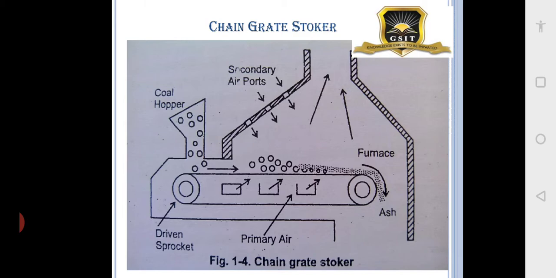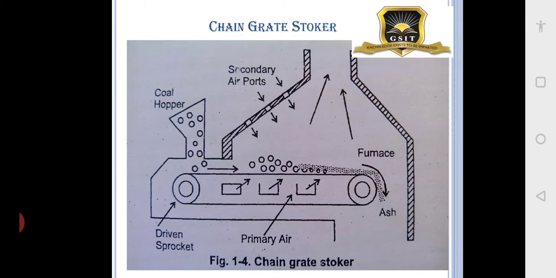So you have got two sprockets, the driven sprocket and the driver sprocket. The continuous chain is rotating on them slowly, and you have got these arrows. These are air ducts which supply the primary air. The coal is burnt, and lastly the ash is falling down from the furnace, and the heat is taken away.